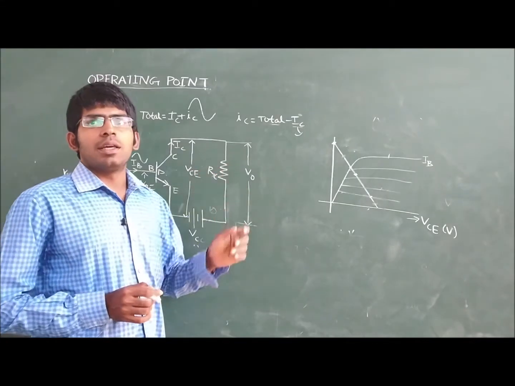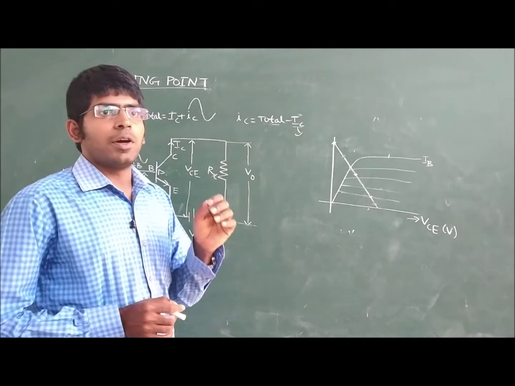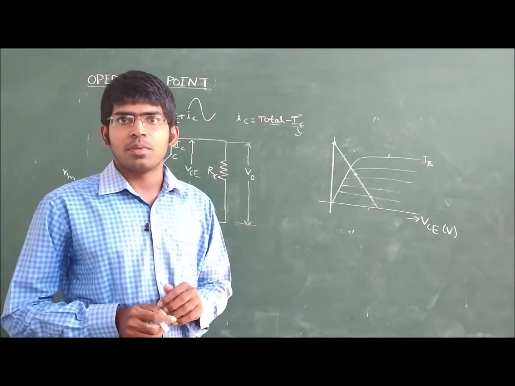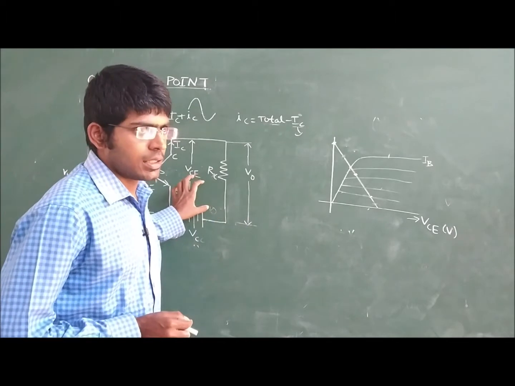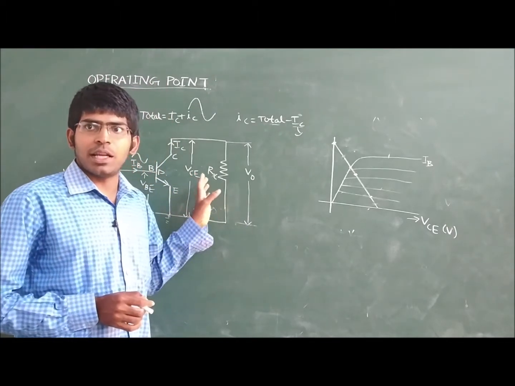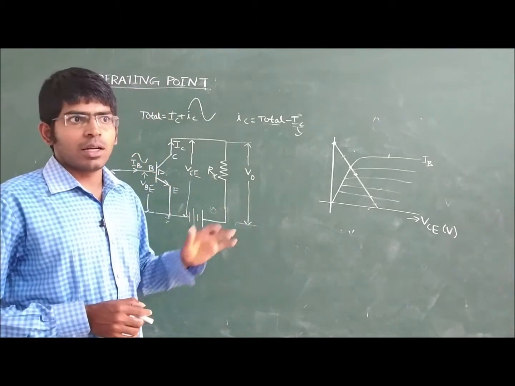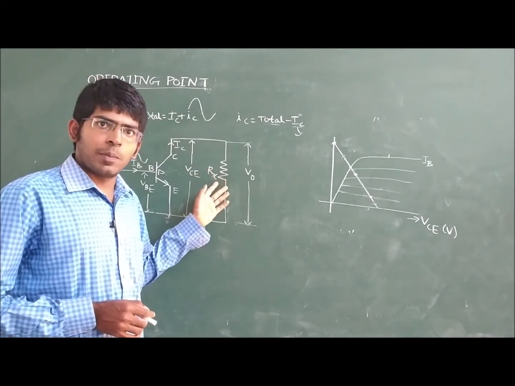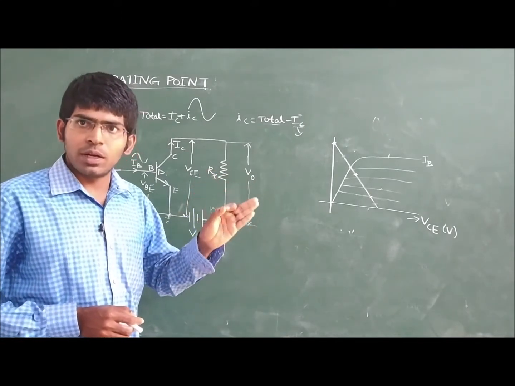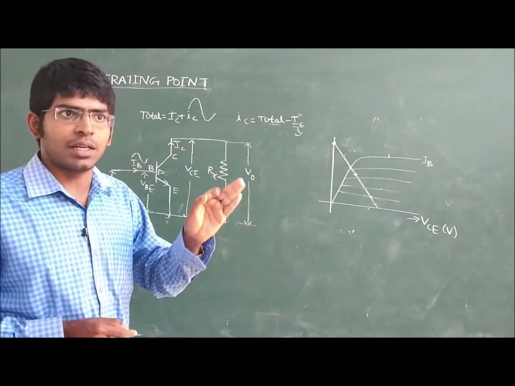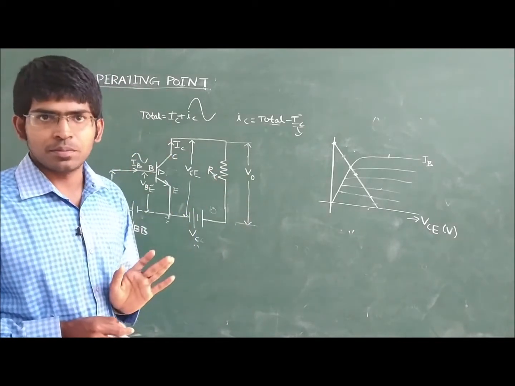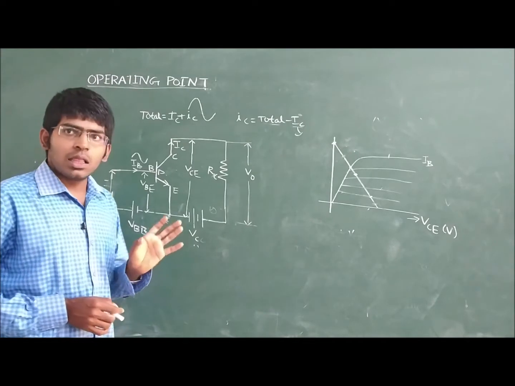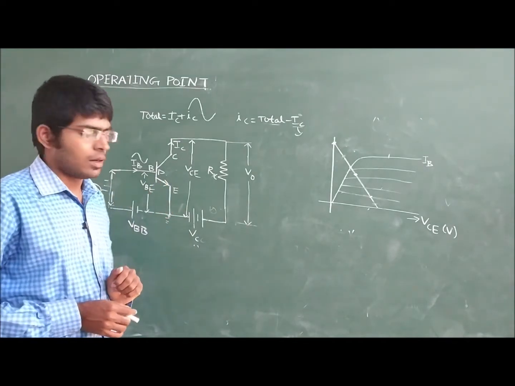Now we are discussing the operating point of a transistor. We already know this transistor is operating as an amplifier. What is this operating point? This operating point particularly gives the output voltage and the output current at which the transistor is operating. We are taking all the possible values.